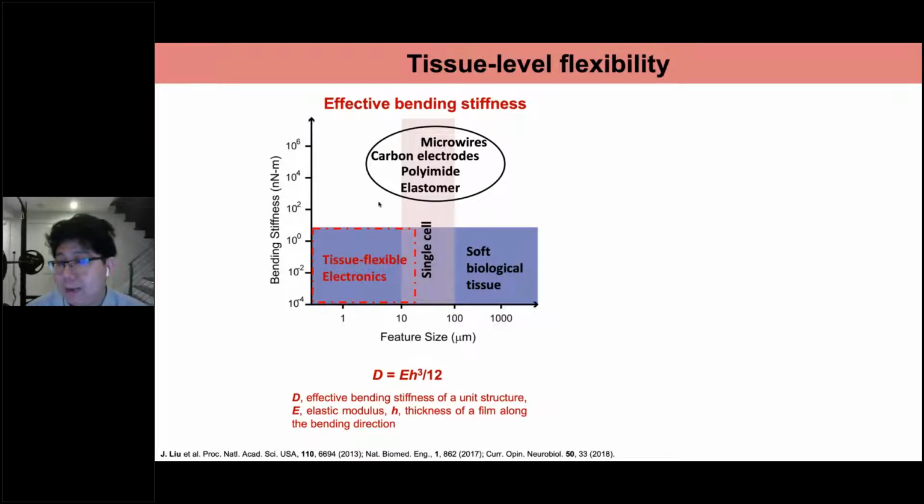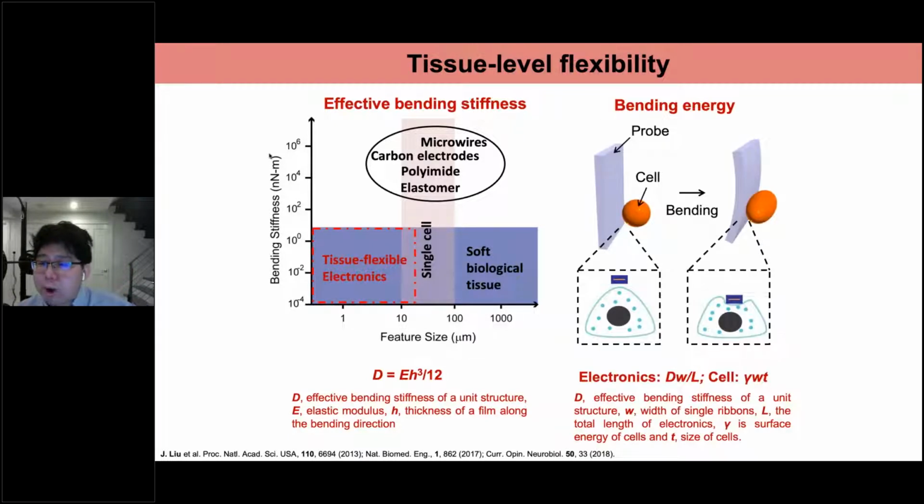So the solution we used to solve this problem is that we can first build tissue-level flexible electronics, because flexibility is not just determined by the Young's modulus, it's also determined by the geometry of the object, like the thickness. So bending stiffness is the parameter that quantifies the flexibility of an object. You can see that it is proportional to the Young's modulus, but also to the cube of the thickness. So in the first place, we can make very thin nanoelectronics to bring those rigid electronics into the tissue-flexible regime to interface with the biological system.